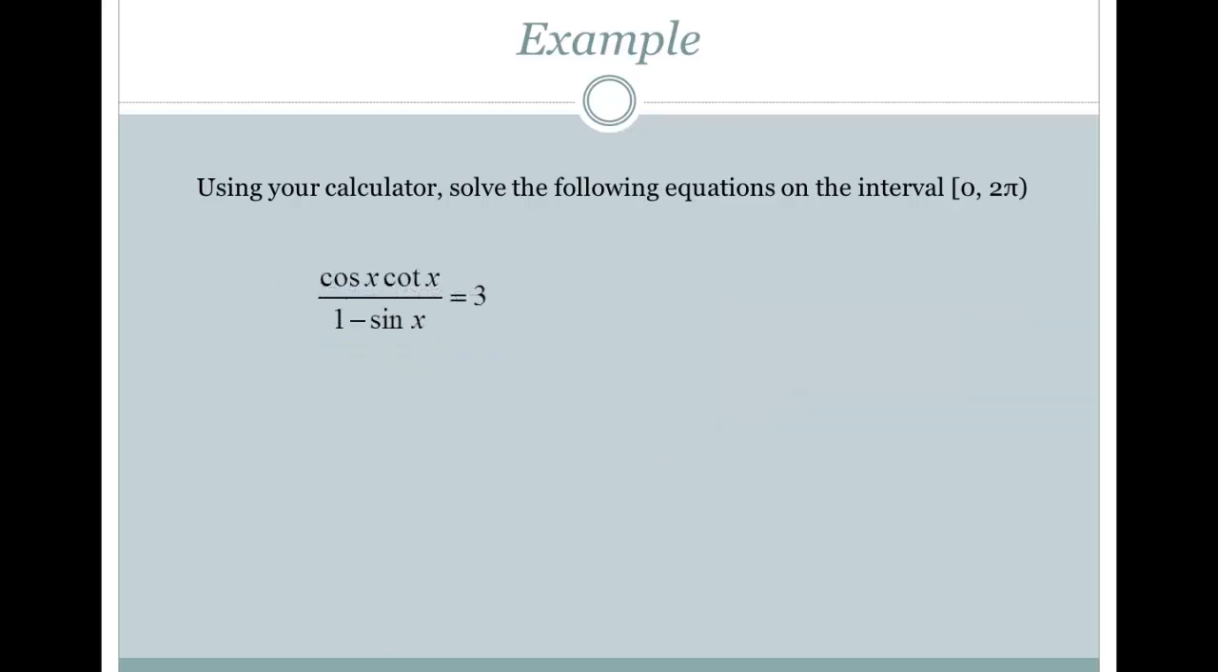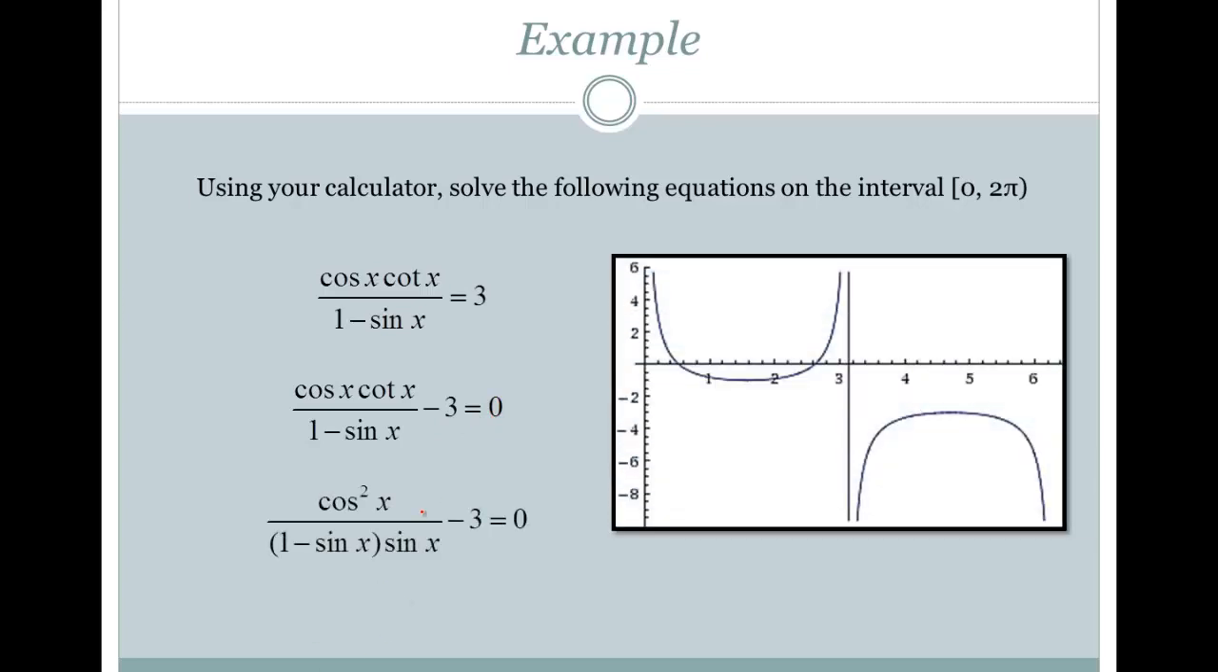Okay? Here's another one. This one you could potentially put in. There's no cotangent button there, so we'll simplify it, or you could just use this as 1 over tangent. What I would do is simplify a little bit, bring the 3 over, because if we're going to use the zero function, we have to have it equal to 0. I would put cotangent as cosine over sine, and that's why I have this right here. It's cosine squared and there's sine. This part right there is my cosine times cotangent.